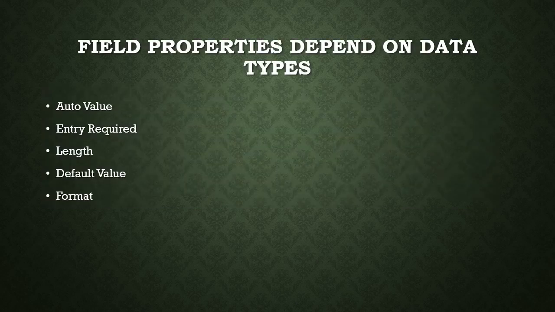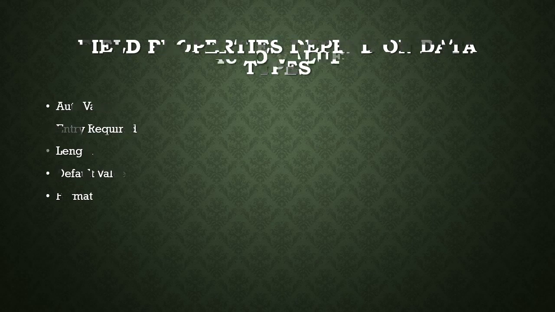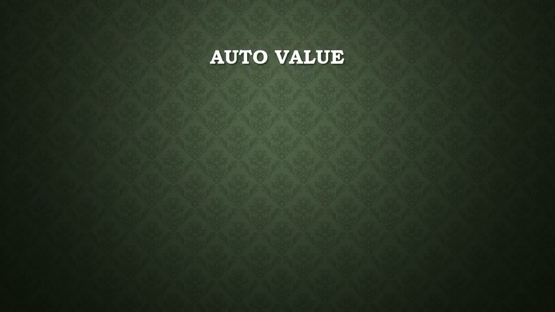So Base has various field properties. The first we are going to understand is autovalue, and the second is entry required, third is length, fourth is default value, and the final one is format.